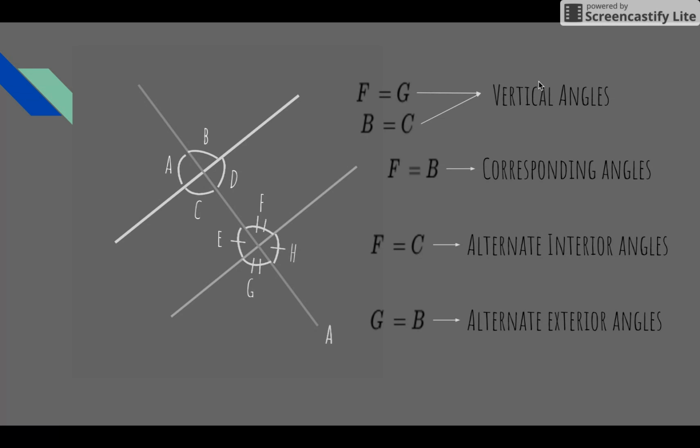F and C are interior of the intersection in the two parallel lines, but they are on opposite sides of the transversal. We also know G is equal to B because they are alternate exterior angles. They are exterior of the intersection in two parallel lines, but they are on opposite sides of the transversal line. So now we know vertical angles are equivalent, corresponding angles are equivalent, and alternate interior as well as exterior angles are equivalent.